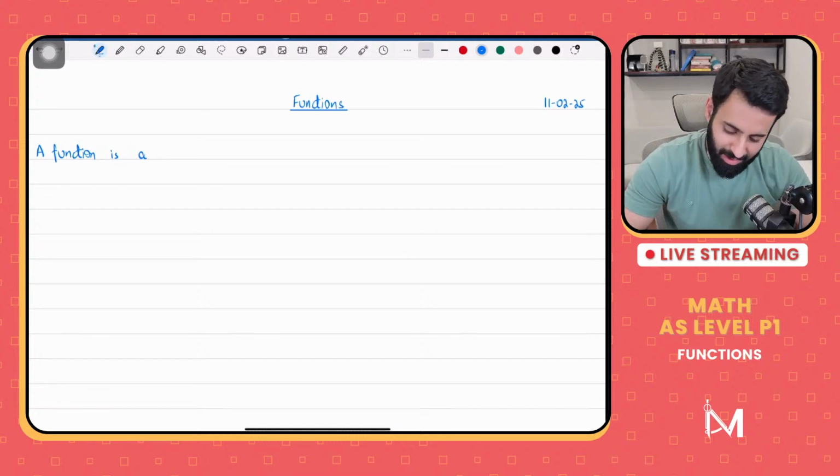So a function is a relation where every input has only one output.